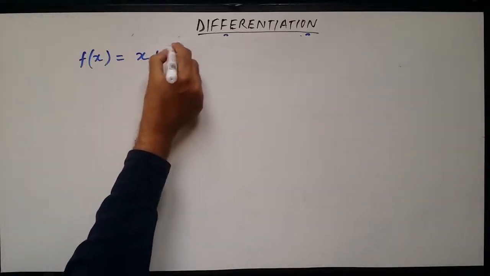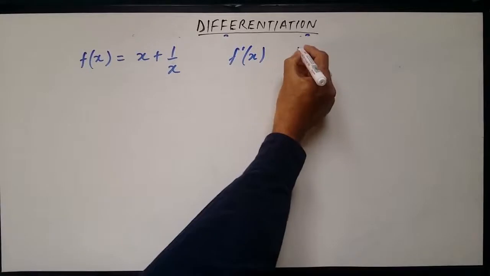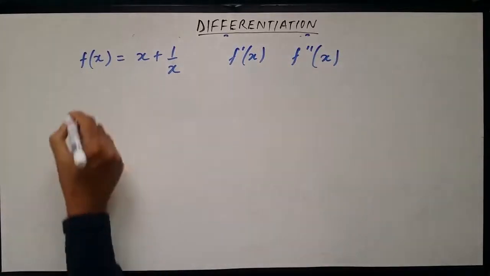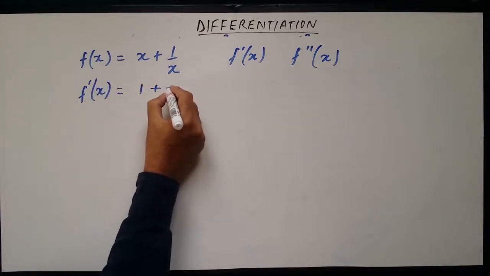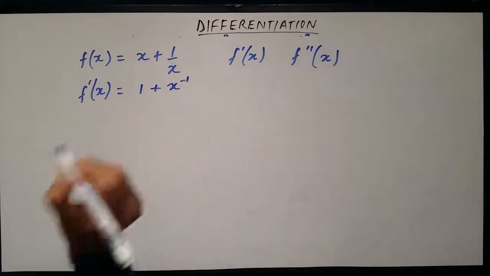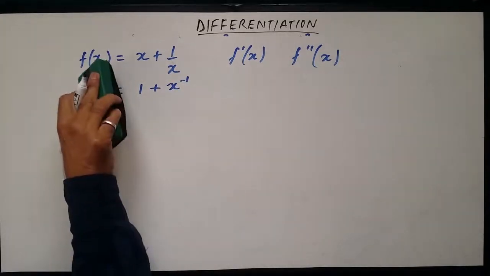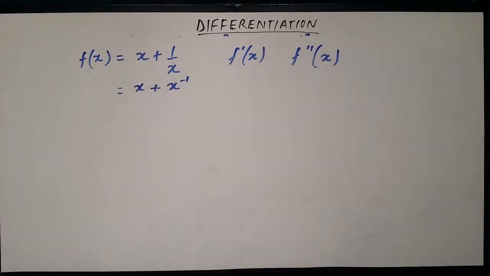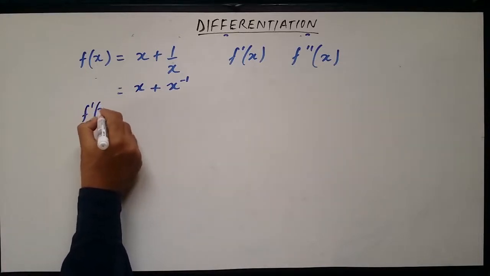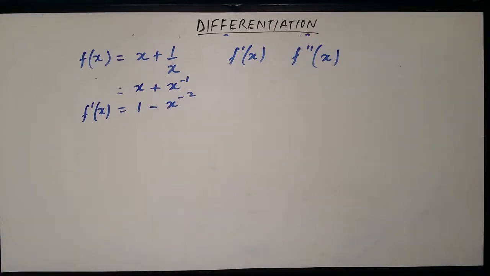f(x) is equal to x plus 1 by x. If I say find out the first derivative and the second derivative, it's quite simple. Here f(x) can be written as x plus x to the power minus 1. So f stroke of x can be written as 1 minus x to the power minus 2. This is the first derivative.